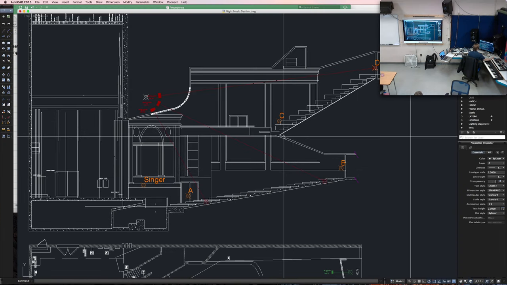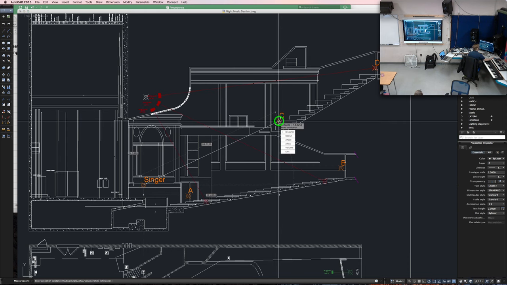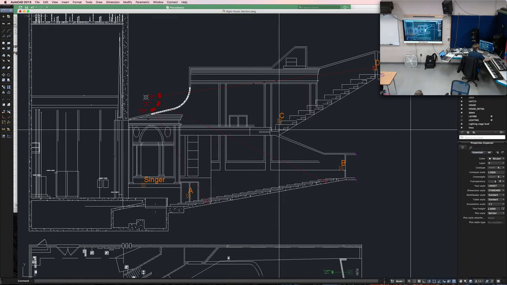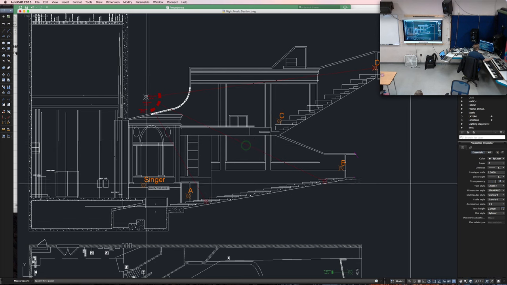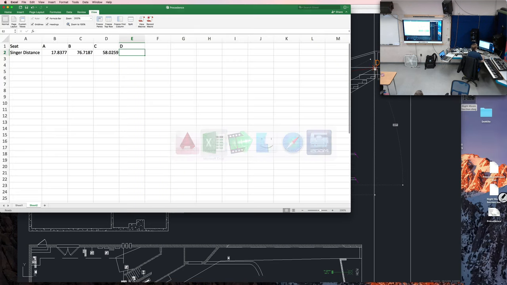Okay, what is the distance of the singer to the front row balcony, otherwise known as seat C? 58.0259. Okay, and distance to the back row balcony? 100.1141. Okay, so that's how far away the singer is to each of those seats. You with me so far? Yep. Okay, so now I'm going to figure out, well, how long will it take for the sound from that singer to get to those seats?